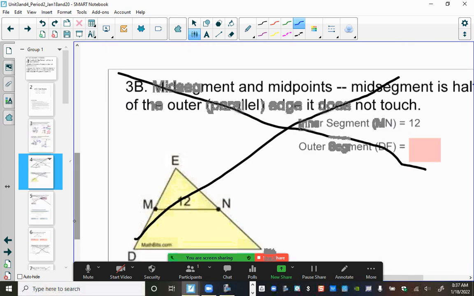3B, we don't need that for now. 3B, same thing. So 3A, 3B, put an X on them. You're not going to be required to worry about mid-segment. I'm not going to give that to you on a test. And then there are a few others that you're not going to need to do.